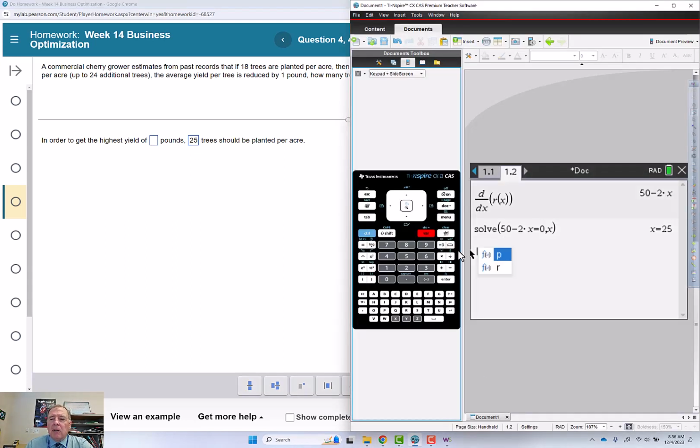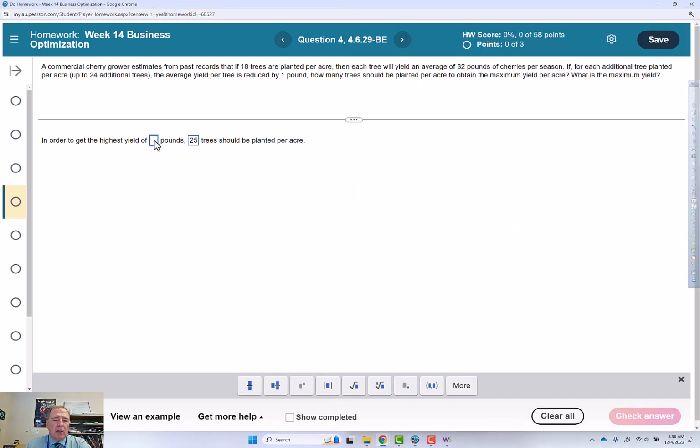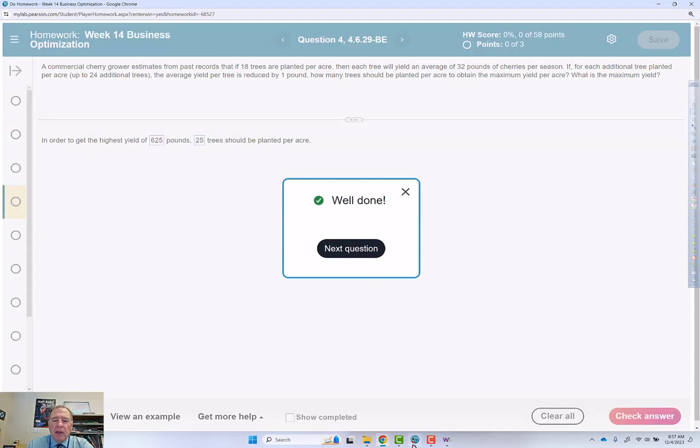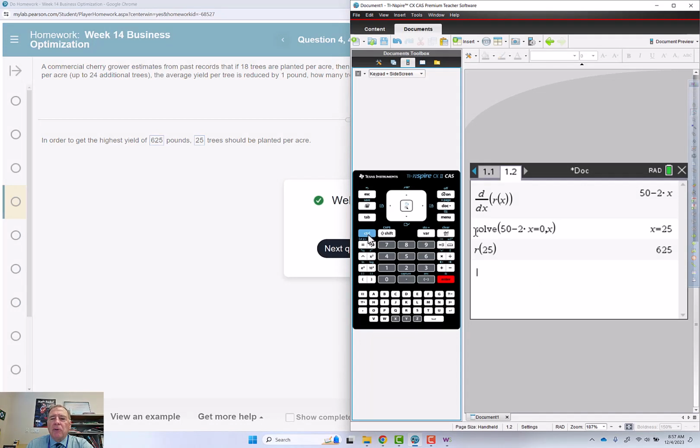And we can go to the revenue curve and put in 25, so it'll be 625 pounds for the entire acre at 25 pounds per tree. Well done.